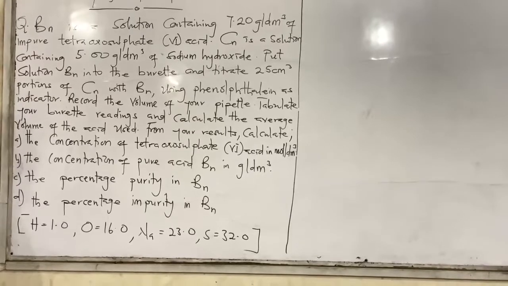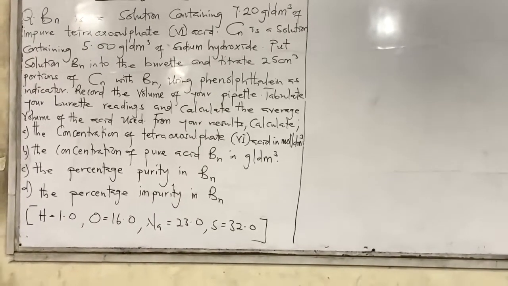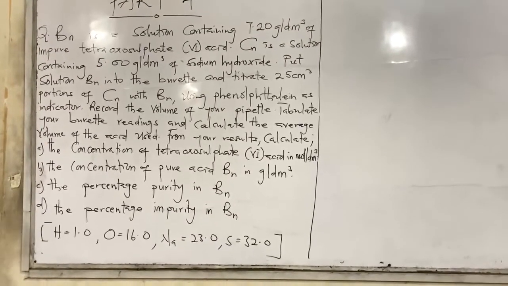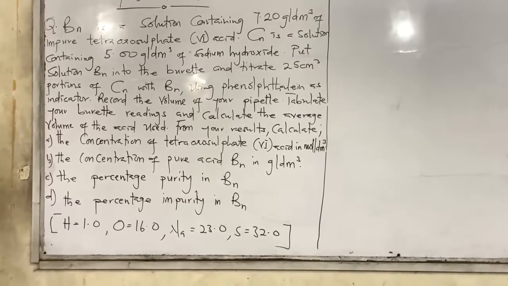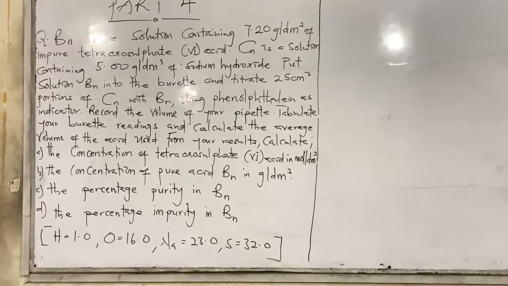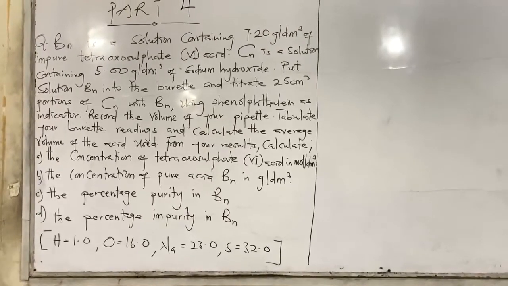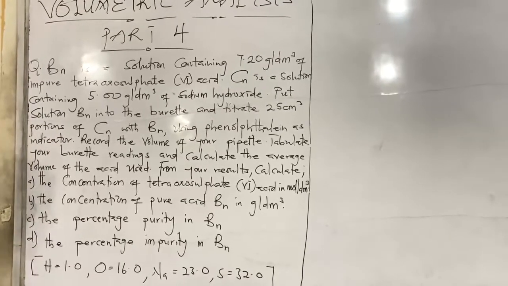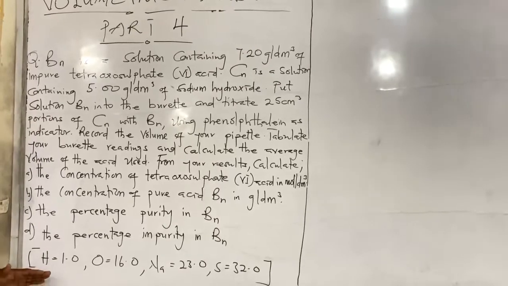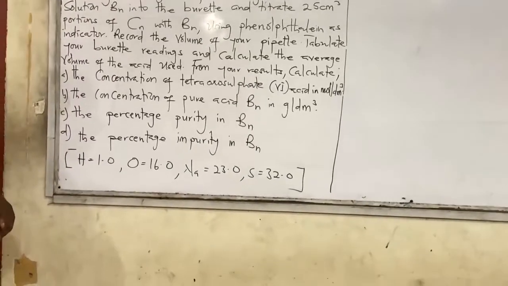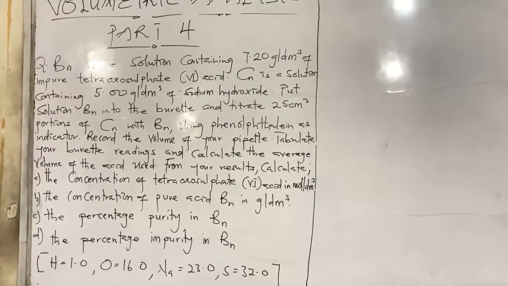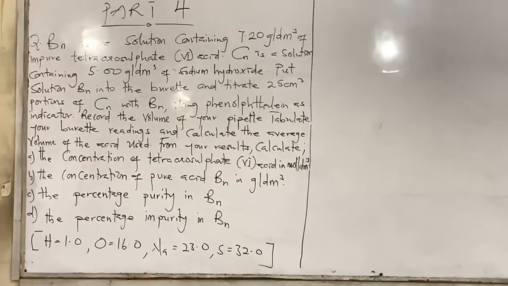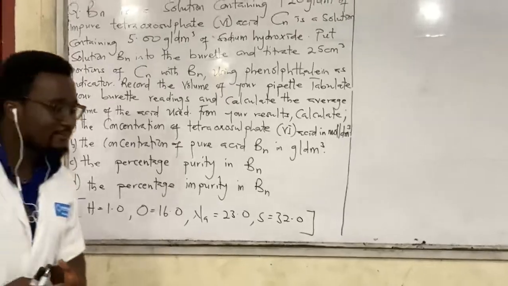From your results, calculate: A, the concentration of tetraoxosulphate VI acid in mole per dm cube. B, the concentration of pure acid in BN in gram per dm cube. C, the percentage purity in BN. D, the percentage impurity in BN. Now we have been given the atomic masses for the various elements that could be seen in the chemical formulas. Now, this is our problem for today.